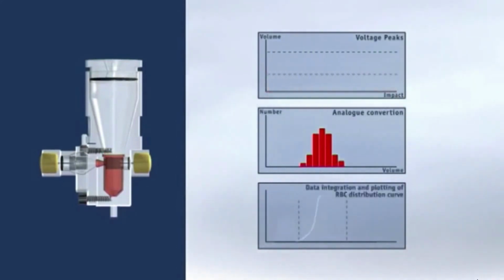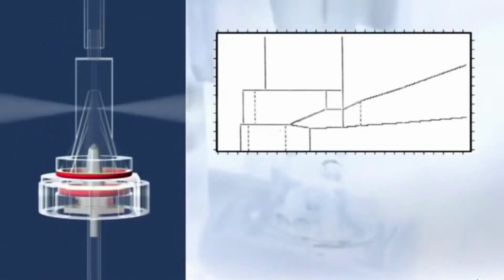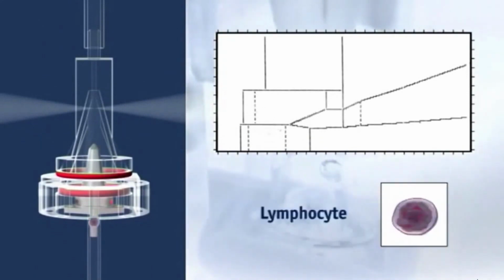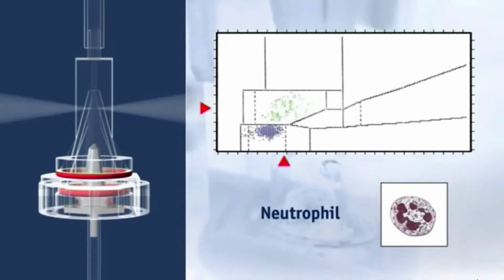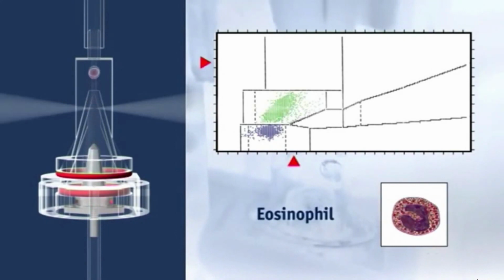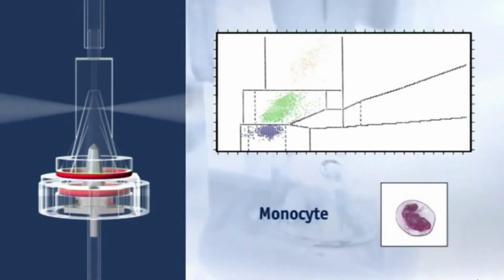The aperture creates what is called a sensing zone. Particles in low concentration suspended in the electrolyte can be counted by passing them through the aperture. As a particle passes through the aperture, a volume of electrolyte equivalent to the immersed volume of the particle is displaced from the sensing zone. This causes a short-term change in the impedance across the aperture.